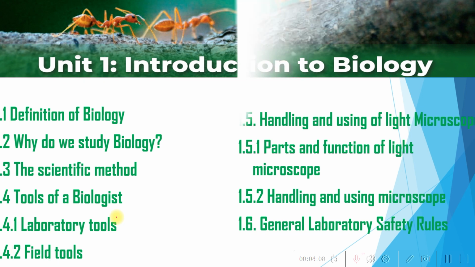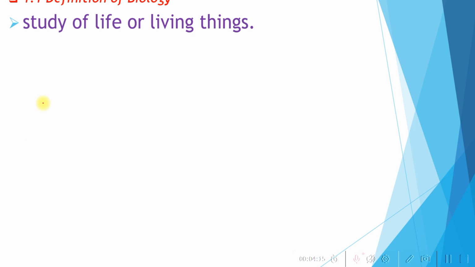So let's begin to talk about the first part, the definition of biology. As you know, the definition of biology, in simple terms, is the study of life or living things. Biology is simply the study of life or living things. It's a branch of natural science, something like that. But simply, the study of life or living things is biology.